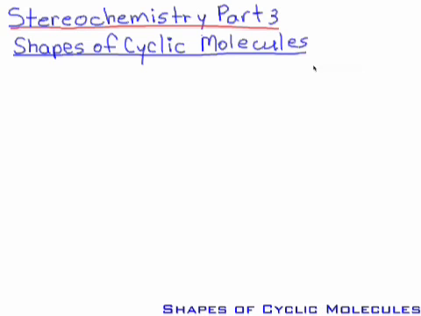In this lecture, we are continuing with the third part in our series on stereochemistry. In this lecture, we'll be looking at the shapes of cyclic molecules and the actual three-dimensional structures they adopt. The simplest ring structure, or cyclic molecule, is the molecule cyclopropane.